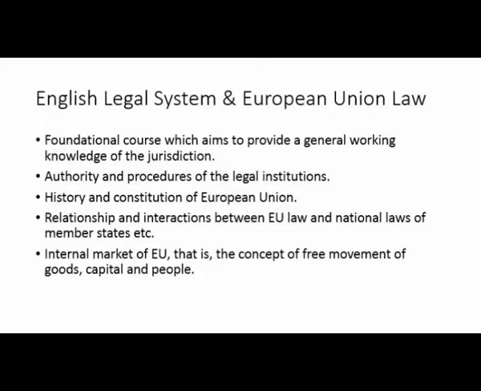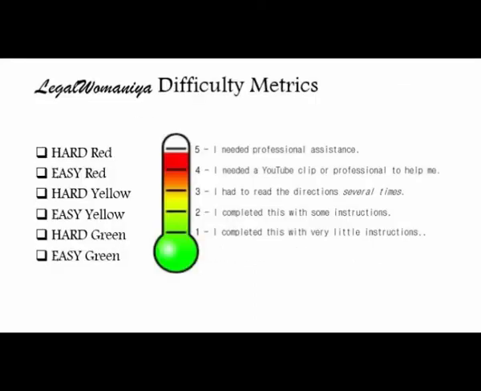English legal system and European Union law is a foundational course which aims to provide a general working knowledge of the jurisdiction. It covers the authority and procedures of the legal institutions, history and constitution of European Union, relationship and interactions between EU law and national laws of member states, etc. It also deals with the internal market of EU, that is the concept of free movement of goods, capital and people. I have just finished the module and here's a quick review of what's covered and some tips to get through them.